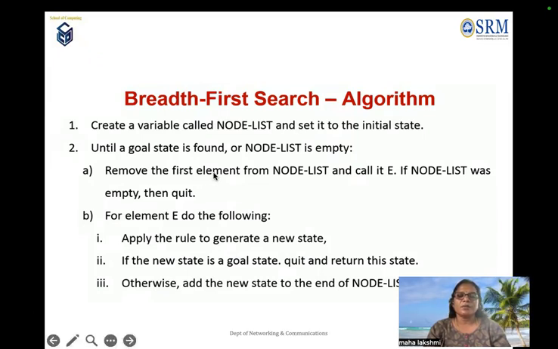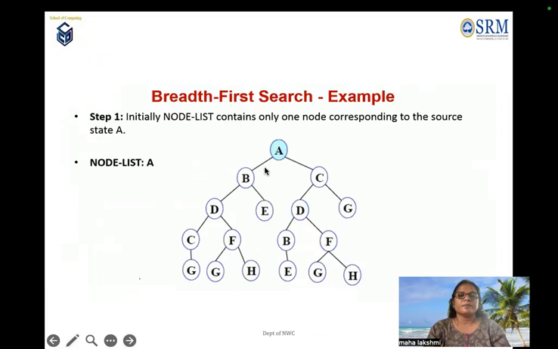Remove the first element from the node list and call it E. If the node list was empty, then quit. For element E, do the following: apply the rule to generate a new state. If the new state is a goal state, quit and return this state. Otherwise, add the new state to the end of the node list.